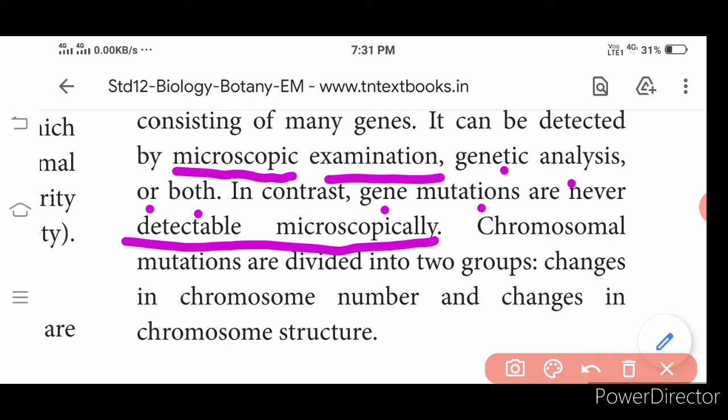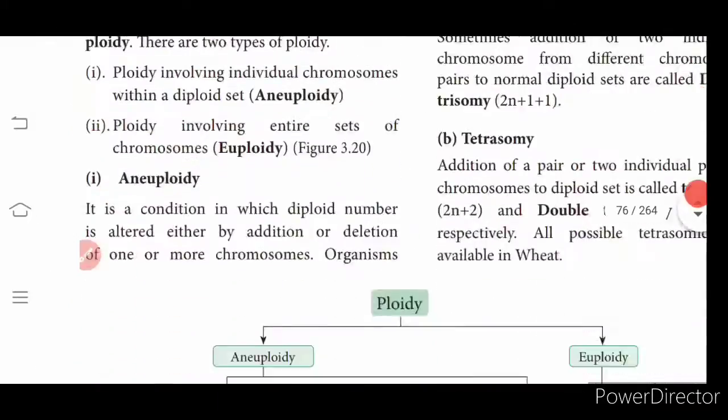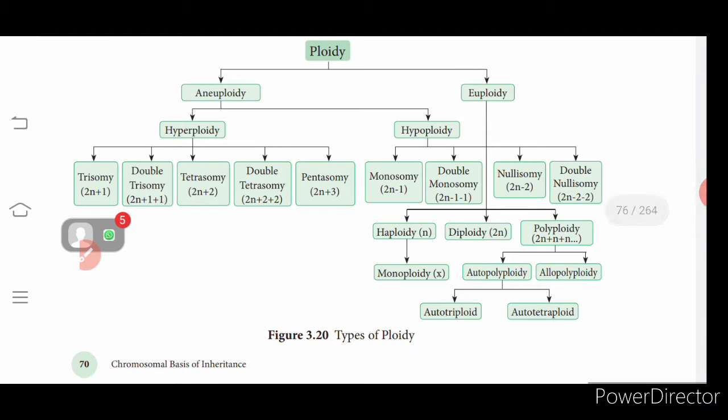This is important for a 1 mark question. Gene mutation we cannot detect microscopically, but chromosomal mutation we can detect by the microscopic method. Chromosomal mutations are divided into two groups: changes in chromosome number and changes in chromosome structure. That can be learnt with the help of this flowchart first. This is easy to observe and easy to understand also.